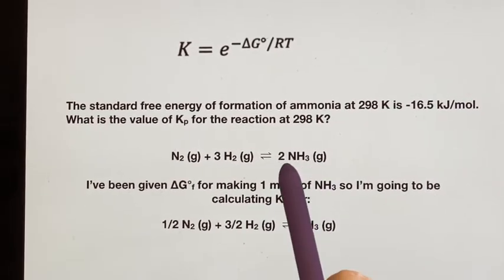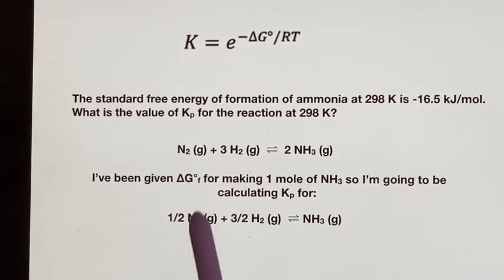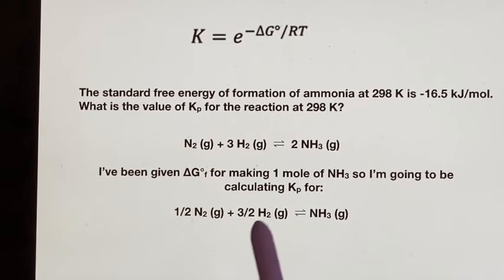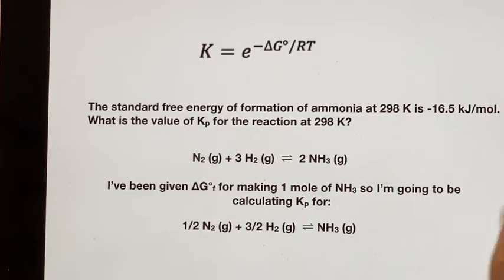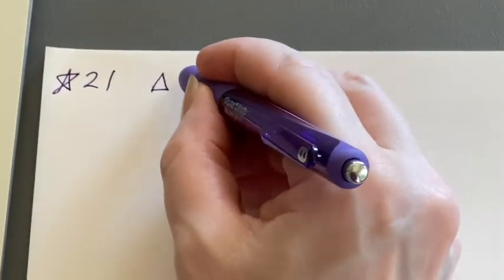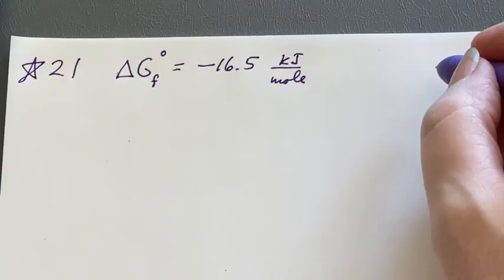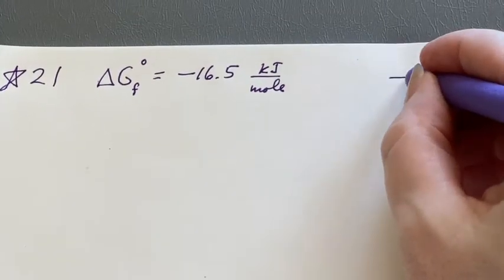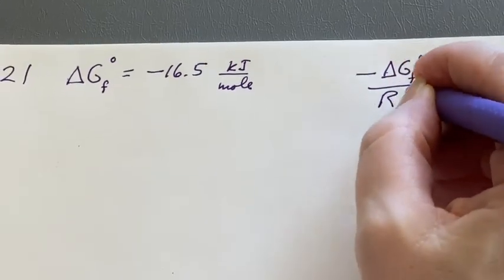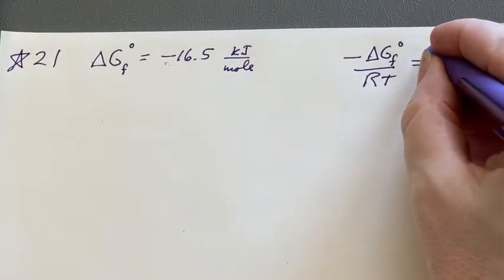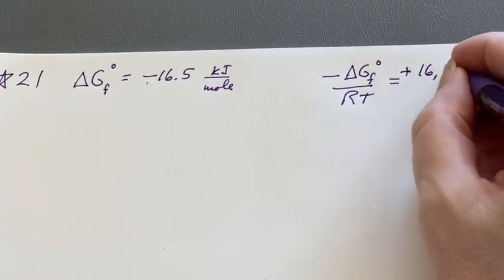I'm trying to make just 1 mole of this, so I need to change the stoichiometry to match. So it's a half a mole of the nitrogen, 3/2 of a mole of hydrogen, and then 1 mole of NH3. I have a formula, delta G of formation, kilojoules per mole. I am told that what I want to do is take delta G of formation and divide by RT. This is a negative, that's a negative. I'm going to have to change it to a positive, so that's important to be careful with.